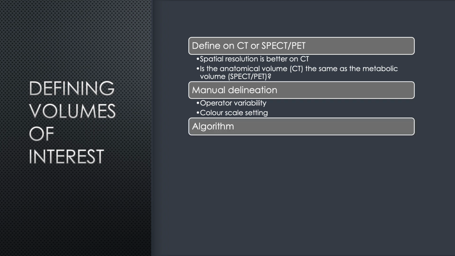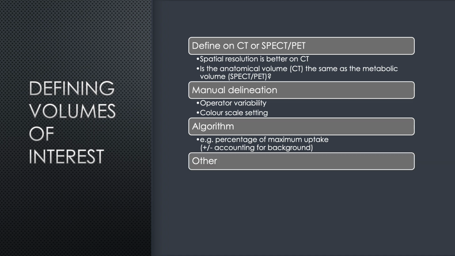There are algorithms available on many of our software that we have available to us. Most of these rely on the percentage of the maximum uptake in the area we're interested in. Some will also account for background, which is important sometimes. And there are other algorithms as well out there. There's a fuzzy logic algorithm from Matthew Hatch, 2009, which is quite interesting. And of course, now there are a number of artificial intelligence algorithms out there which will help us define our volumes of interest.